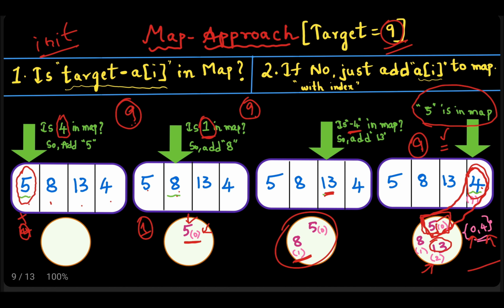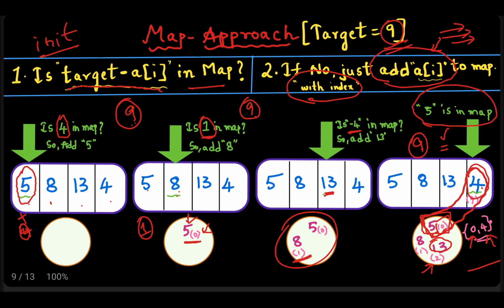So instead of checking brute force, instead of checking all the next things, here we simply check: does the complement, that means the consequent number which adds up, exist previously anywhere in the map? Simple. Just 2 steps here. Is target minus a of I in the map? If it is, then simply return the answer. If not, just add a of I to the map where key is a of I and value is its index, so that we can use it in the further problem.